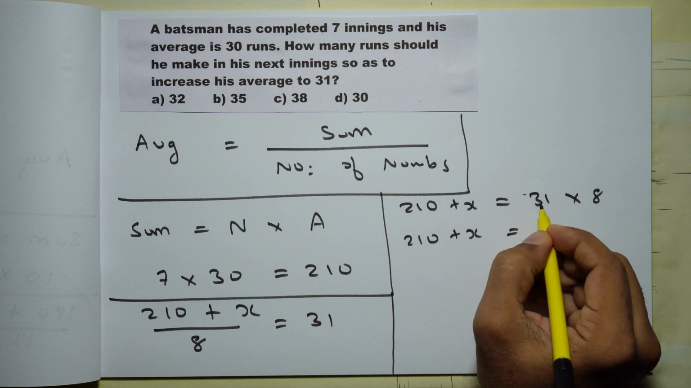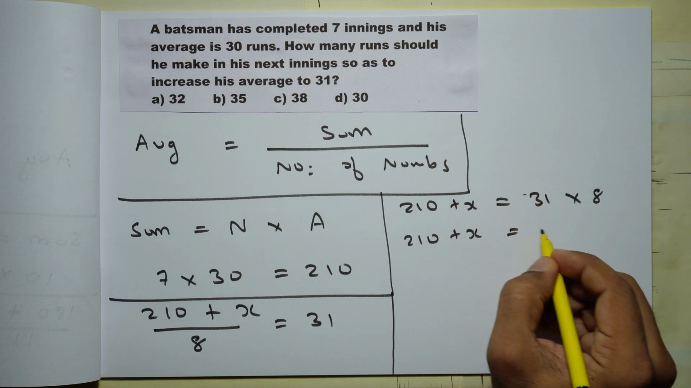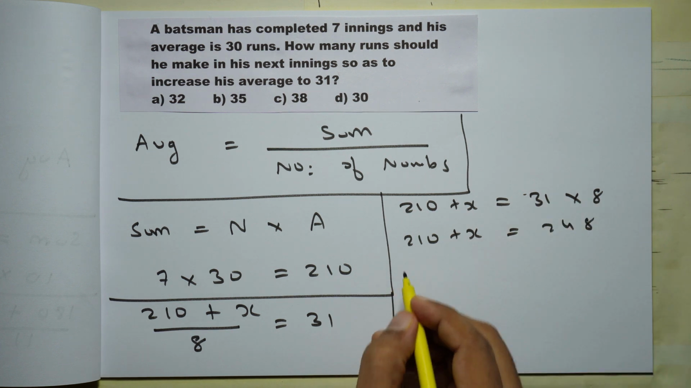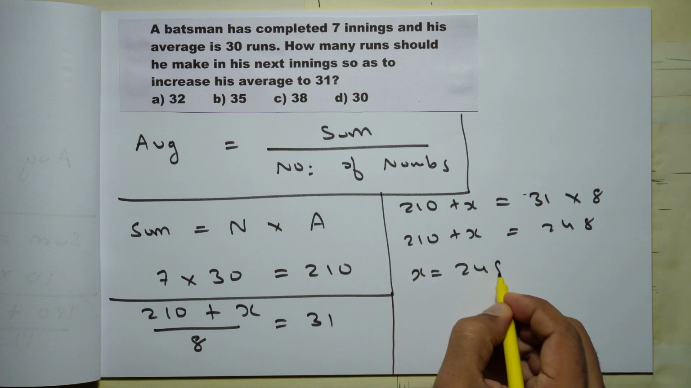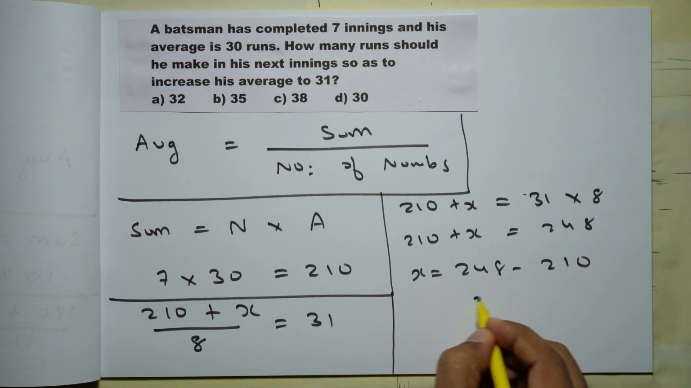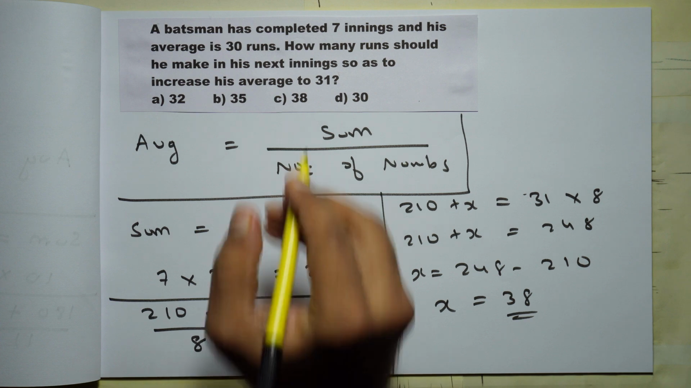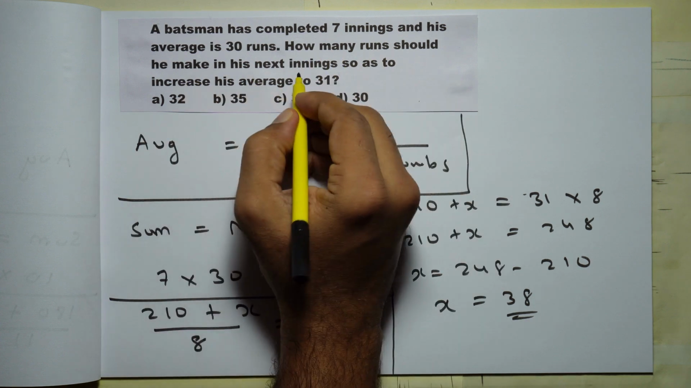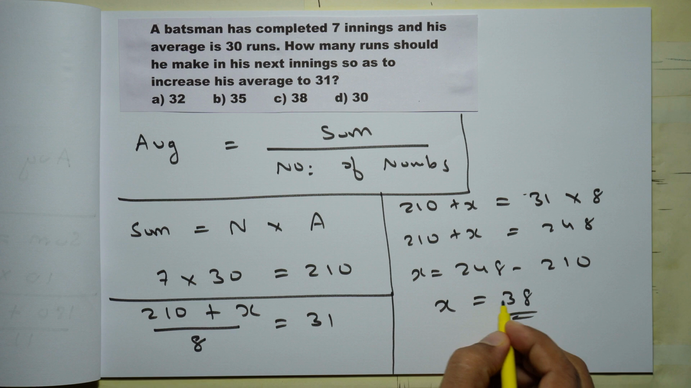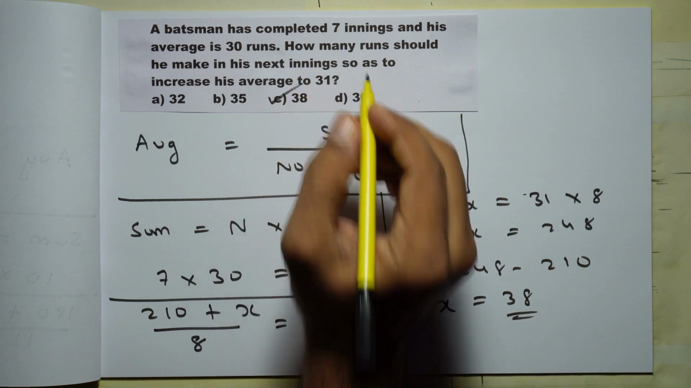8 into 30 is 240, plus 8 gives you 248. So X you will get as 248 minus 210, that is 38. So that is the value of X, and X is what he makes in his 8th innings. So he has to make 38 runs. Then his average will be 31. So how many runs should he make in his next innings? He should make 38 runs, option C.